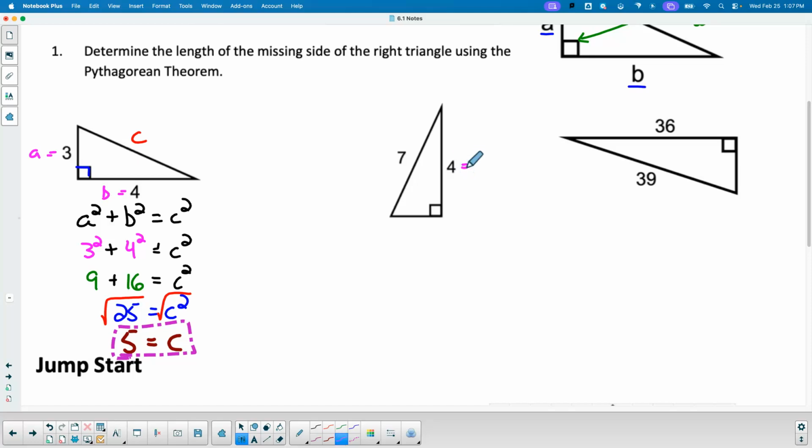4 is what in the middle one? What is 4? B. Okay. All right. What is 7 then? That's C because it's opposite the right angle. So that one's got to be C. So my a squared plus b squared, now in this one I'm going to be looking for a. Four squared? 16. 7 squared? 49.